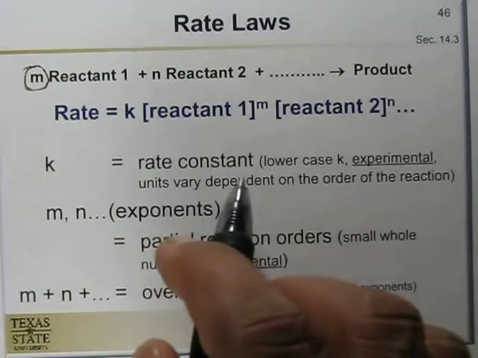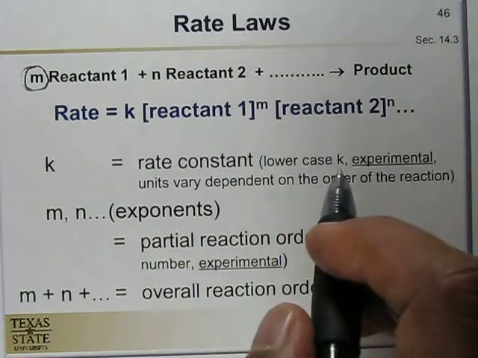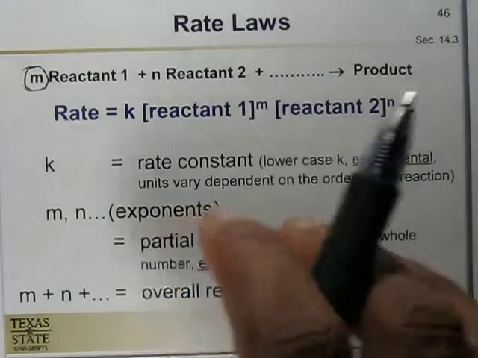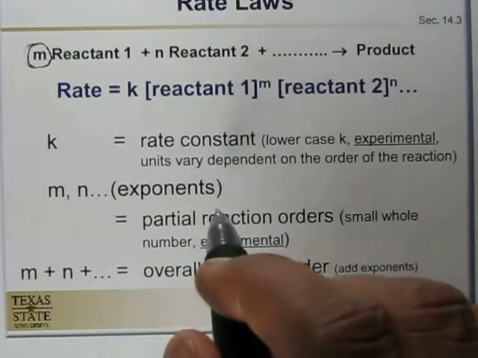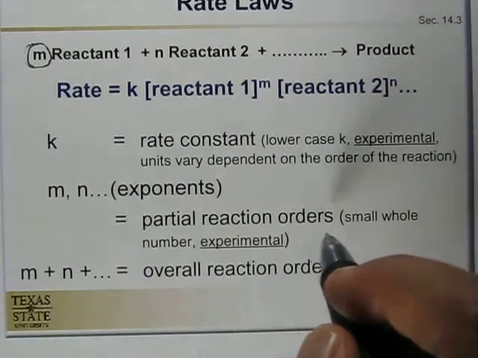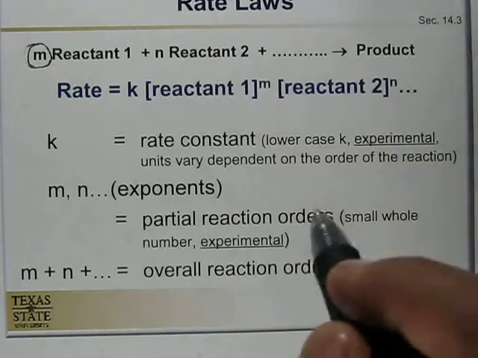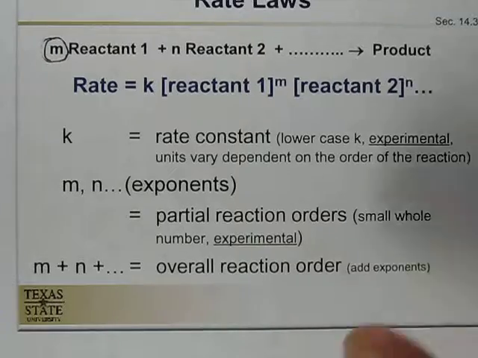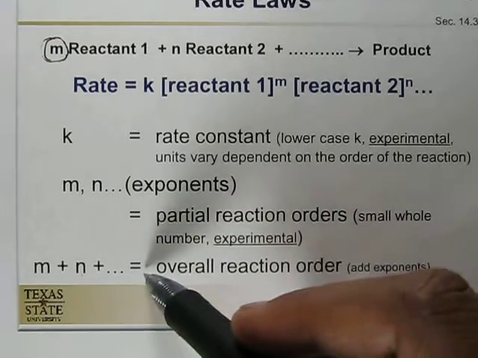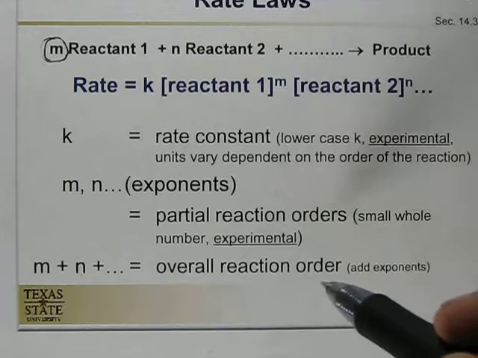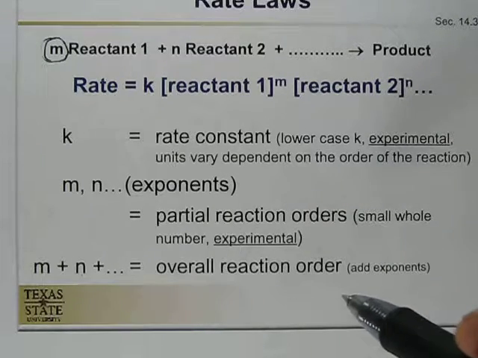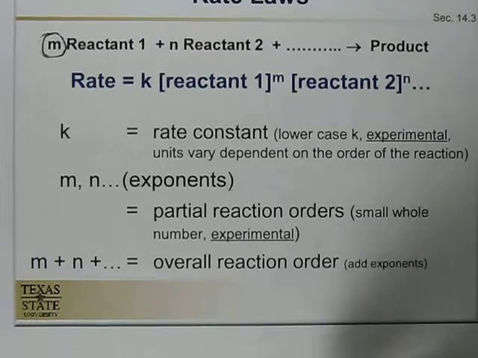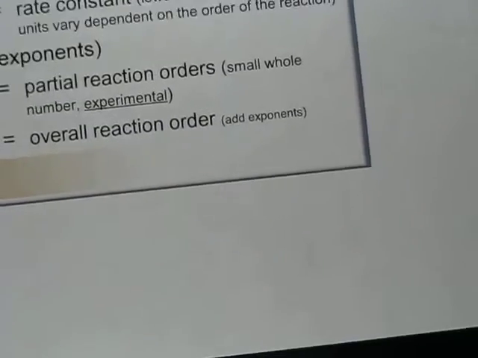Where k is the rate constant, lowercase k, whose experimental unit varies depending on the order of the reaction. Small m and n are exponents, the partial reaction orders, small whole numbers determined experimentally, right? If we add small n and m, this will give the total order of the reaction, the overall reaction order. In that case, we have to add all these reactants' exponents. Let's see one example.